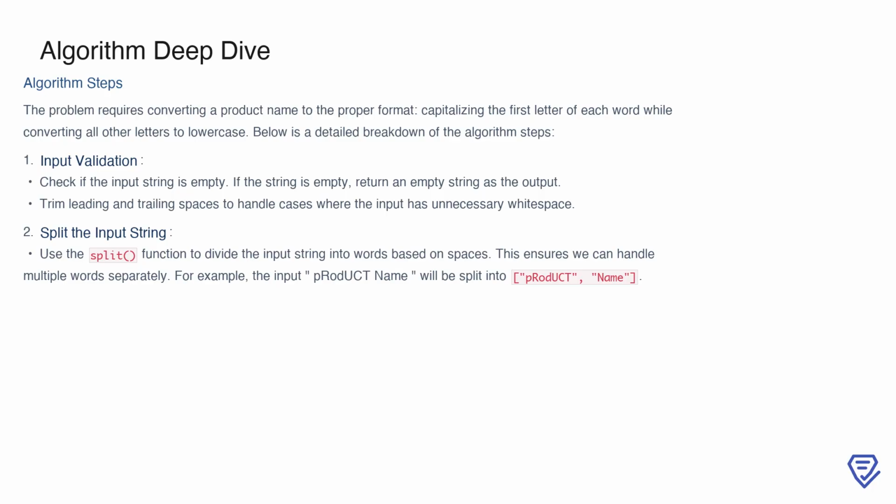Next, we split the input string into individual words using Python's split function. This divides the string into manageable components based on spaces. For instance, if the input is "product name", the result of the split operation will be a list containing the words "product" and "name". This prepares the data for processing each word individually.